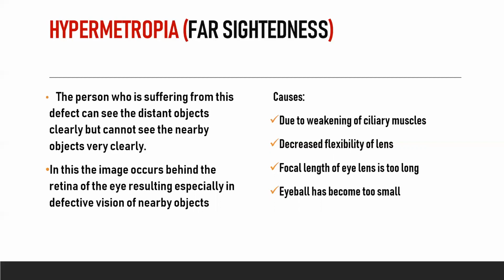Some people use specs for reading books, or for needle and stitching work. They use the lens. This is hypermetropia. In this, the image occurs behind the retina of the eye, resulting especially in defective vision of nearby objects. Right? What are the causes? Weakening of the ciliary muscles. As age grows, all the muscles and body parts weaken. Decreased flexibility of the lens, a focal length of the eye lens that is too long, or the eyeball has become too small.